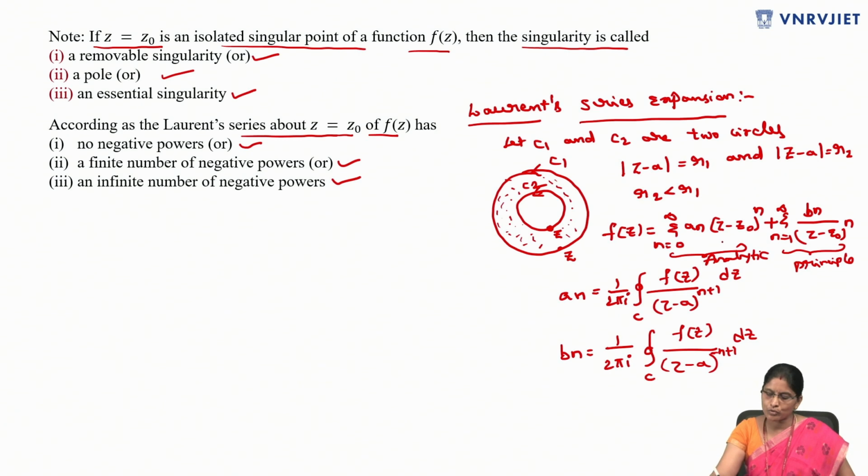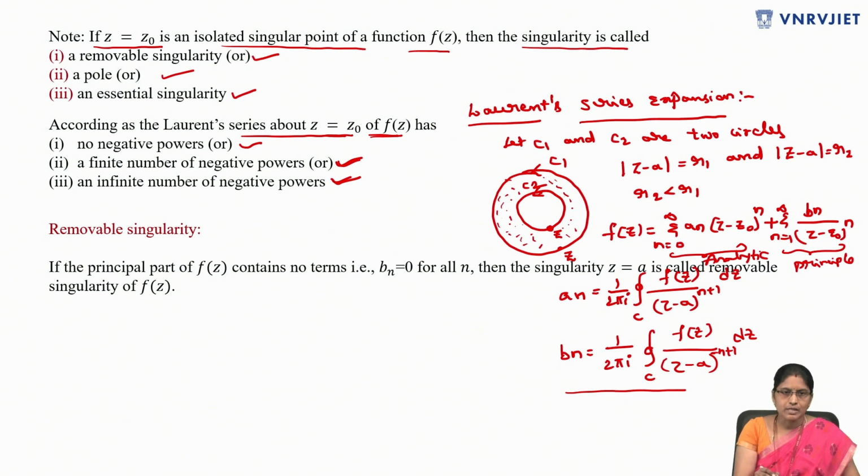Summation n = 0 to infinity an (z - z0)^n is the analytic part, and summation n = 1 to infinity bn / (z - z0)^n is the principal part. So this is the expansion of the Laurent series. So according to the Laurent series about the point z = a, or about the point z = z0, of the function f(z), it has either no negative powers, a finite number of negative powers, or an infinite number of negative powers.